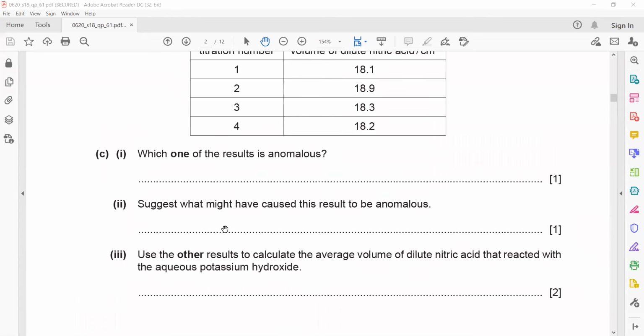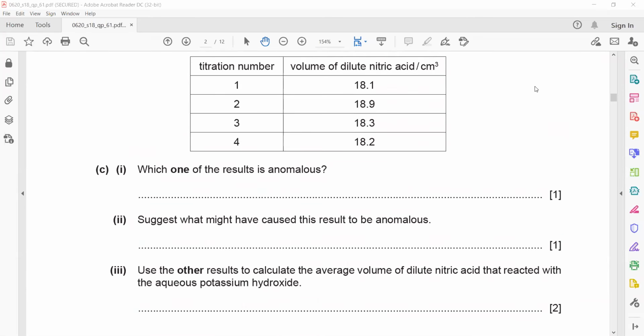Use the other results to calculate an average volume of nitric acid that reacted with potassium hydroxide. So the wrong result, the random value, we will neglect and take an average. What will be the average of these three? 18.1 plus 18.2 plus 18.3, divided by 3, that will be equal to 18.2 cm cube.